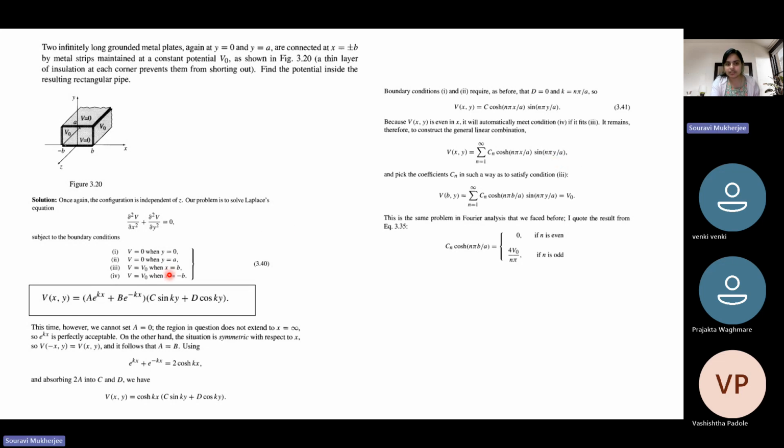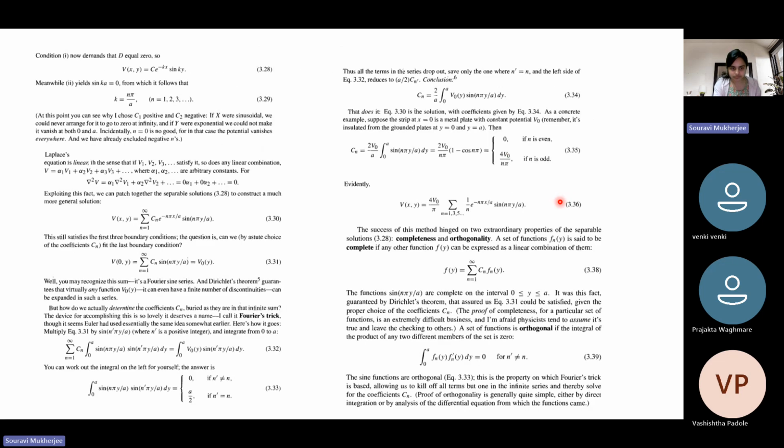Here you apply the condition that at x equal to b, v is v naught. Okay. So you put x equal to b, and this entire summation, this entire relation should go to v naught. Now again, what you have to do is use the Fourier trick. So multiply both sides by sine n prime pi y by a. Okay. So basically the same technique. Just like here, you can see you have multiplied both sides by sine n prime pi y by a and have done an integration from 0 to a.